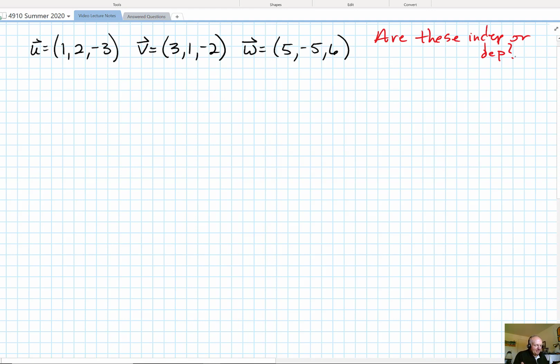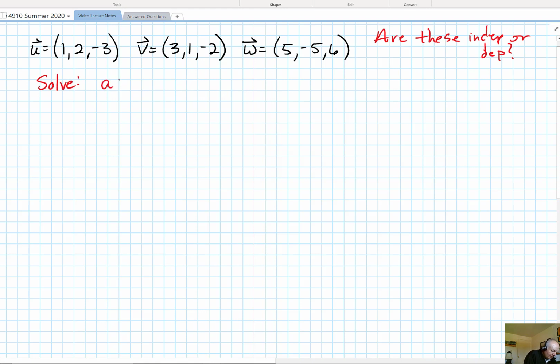Conceptually, if they're dependent, that means one of them is kind of a combination of the other two and so is redundant. If they are independent, then that means they are each 3 separate individuals. I can't use 2 to build the third one. But with that being said, in order to answer this question, the problem is still the same, essentially.